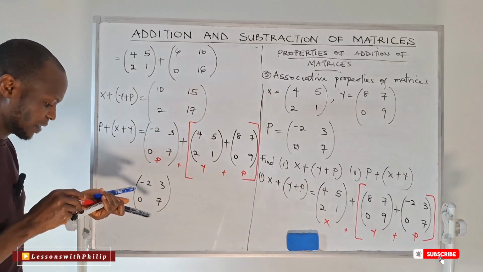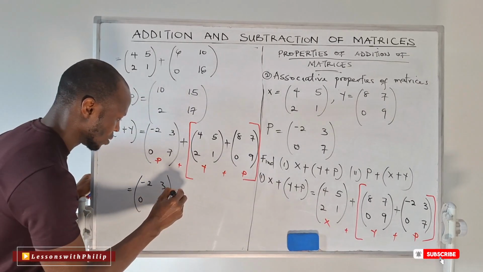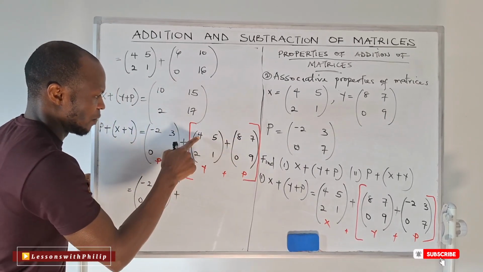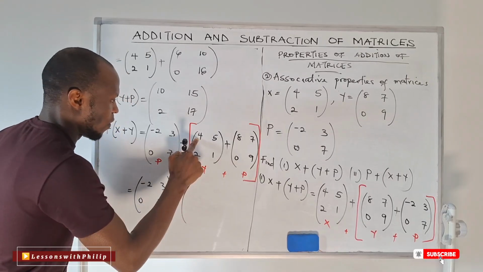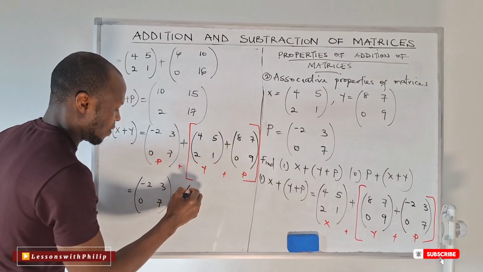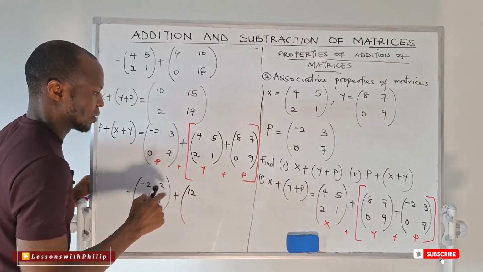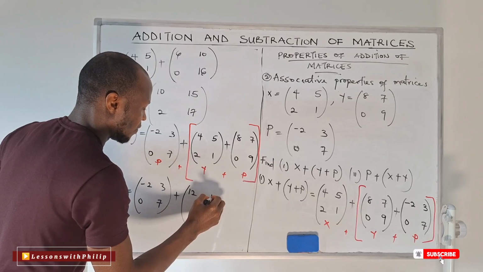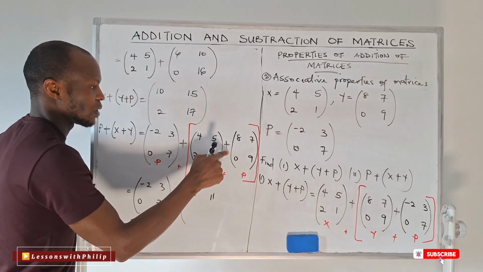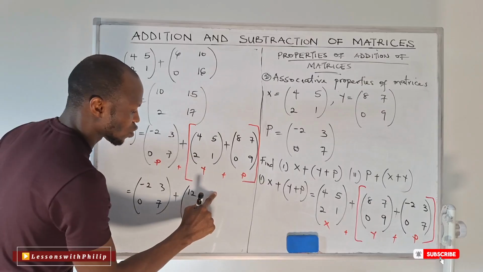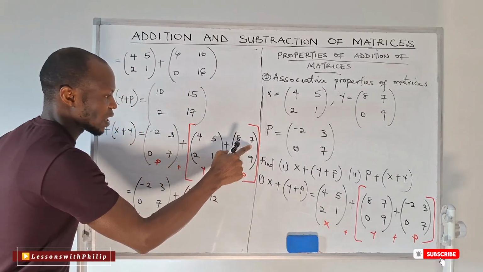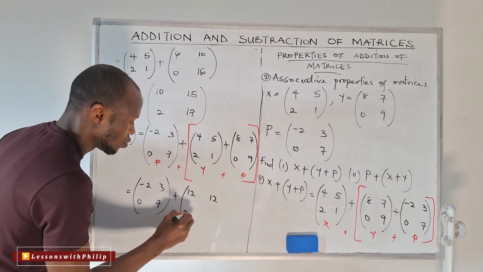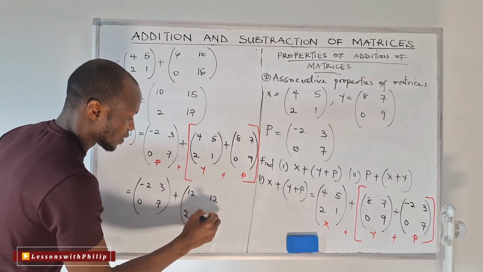Good, perfect. So, plus, if you add these two matrices together, that will be 4 plus 8. 4 plus 8 will give me 12, right? All right. 5 plus 7 will give us 12. Then we'll go to the second row. 2 plus 0 will give us 2. 1 plus 9 will give us 10.